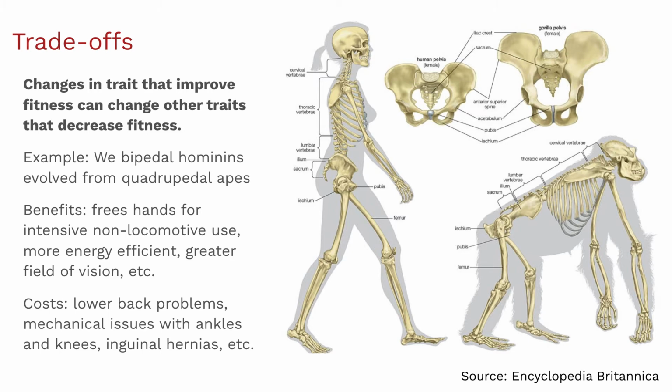Another central idea of evolutionary medicine is that there are evolutionary trade-offs, meaning that there could be changes in one trait that improve fitness, but they may very well change other traits in a way that decreases fitness in those traits. If it's on the whole better for the organism, we can expect it to persist. An example that I love, since I'm an anthropologist, is bipedality, or walking on 2 legs. We bipedal hominins evolved from quadrupedal apes, meaning apes that walk on 4 limbs. You'll see here a skeleton of a human on the left and a gorilla on the right, doing knuckle walking.